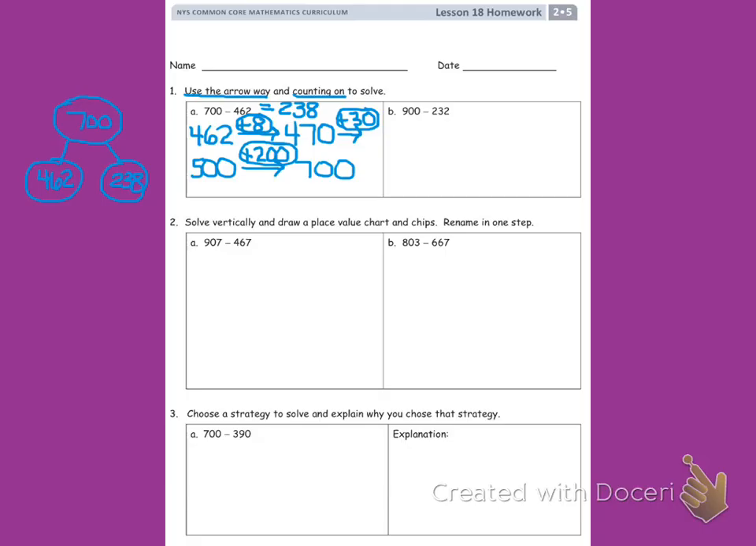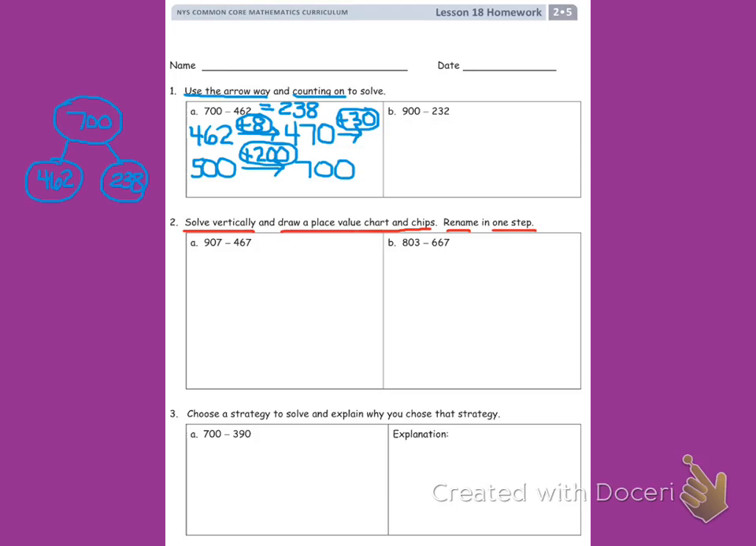Now let's look at item 2. Solve vertically and draw a place value chart in chips. Rename in one step. I'll go ahead and underline the important details. Solve vertically. Draw a place value chart and chips. Rename one step.